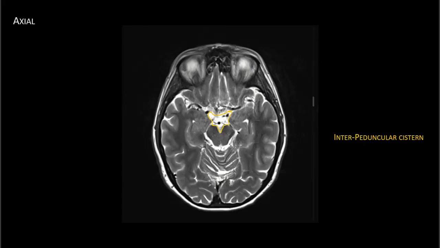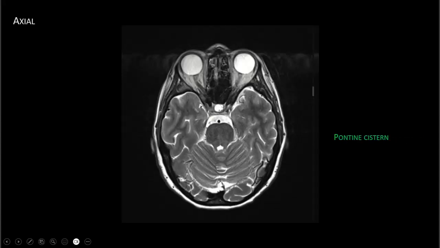Now we go a little bit further down, and so our interpeduncular cistern is going to be on the anterior side because these two little ear structures are known as peduncles. So this is telling you it's between the peduncles. Now the pontine cistern, we're further down. We see this very rounded structure of the pons. This black dot is actually the basilar artery, and all around that is the pontine cistern.